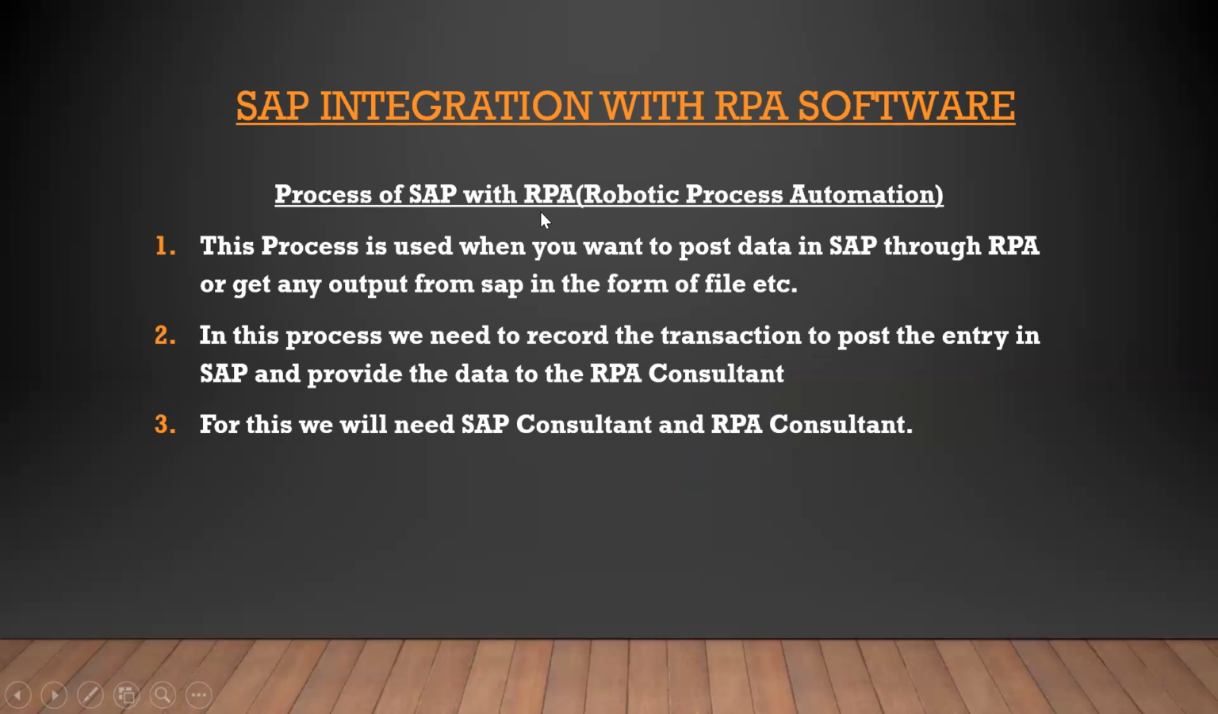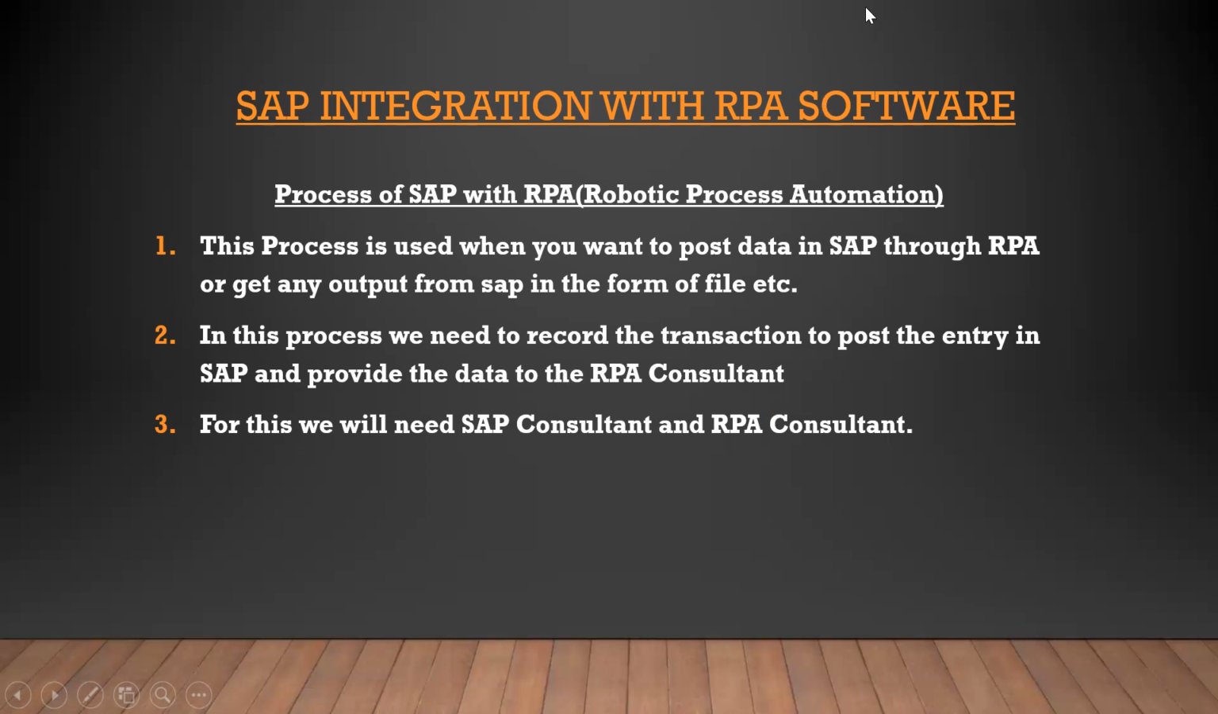This is the process of SAP with RPA, robotic process automation. This process is used when you want to post data in SAP through RPA or get any output from SAP in the form of a file, etc. As I mentioned earlier, in this process we need to record the transaction to post the entry in SAP and provide the data to the RPA consultant. For this, we need an SAP consultant and an RPA consultant. The SAP consultant will record the data and give it to him. The RPA person will do the automation and give you the output.